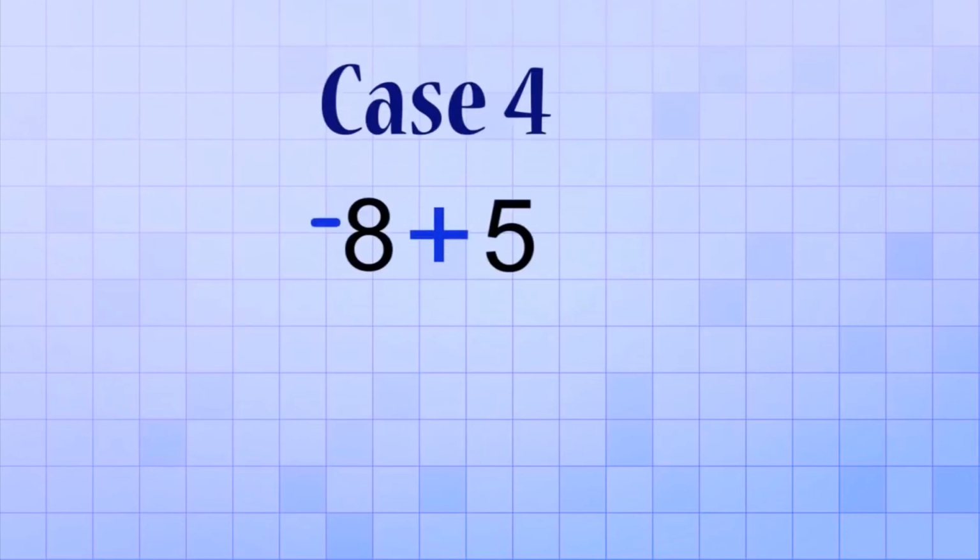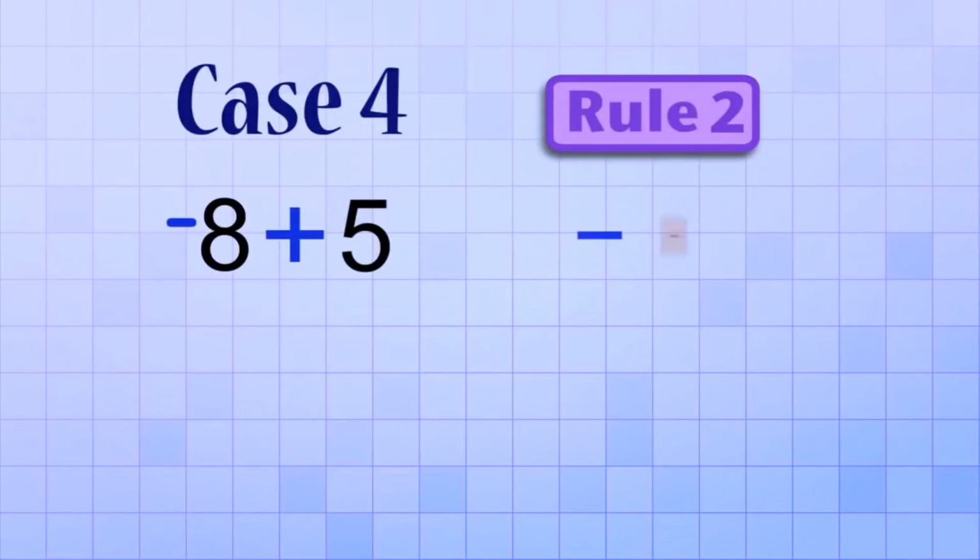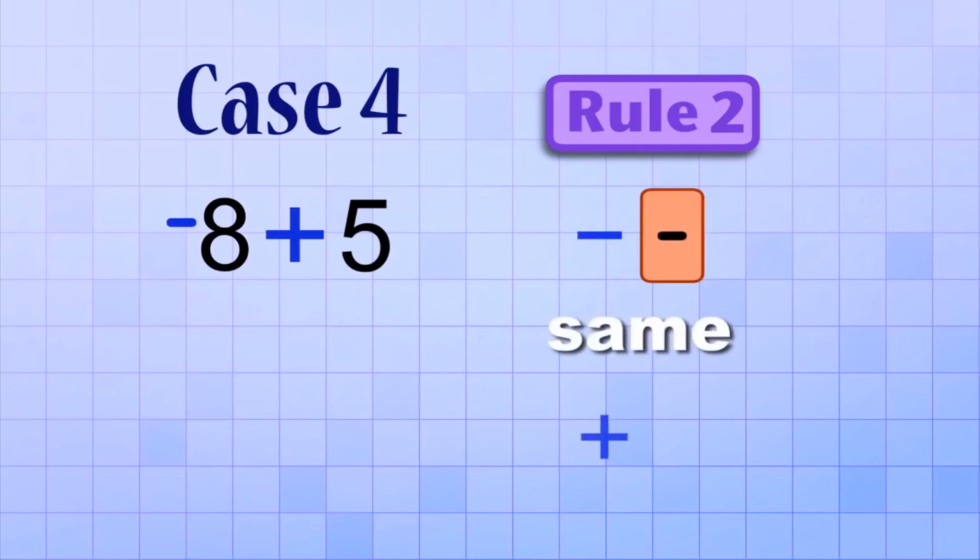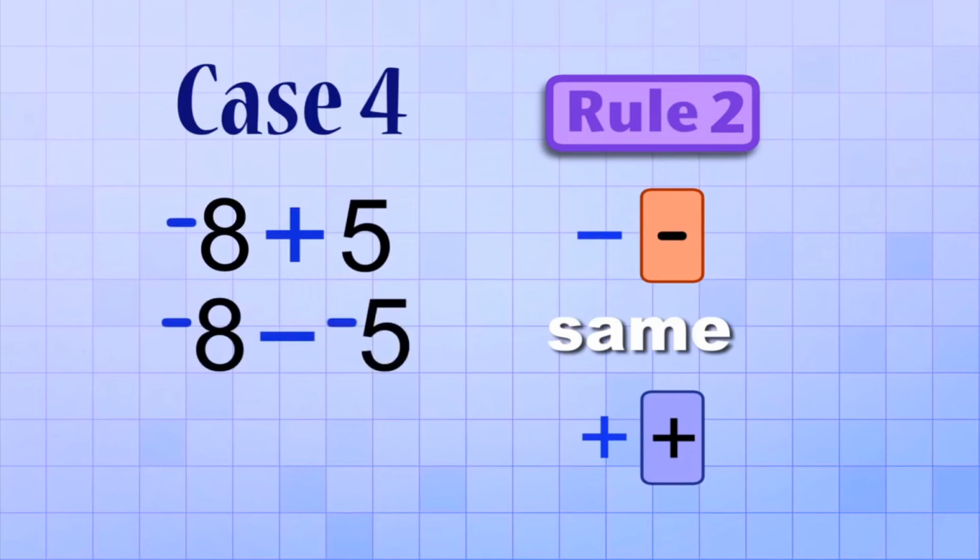there's another way this type of problem can be written. Remember rule number 2? That subtracting a negative is the same as adding a positive. Because of that rule, negative 8 plus 5 could also be written as negative 8 minus negative 5. That's a lot of negatives, but thanks to rule number 2, we can write our minus minus as a plus. But either way it's written, in this case, we start negative and move in the positive direction.